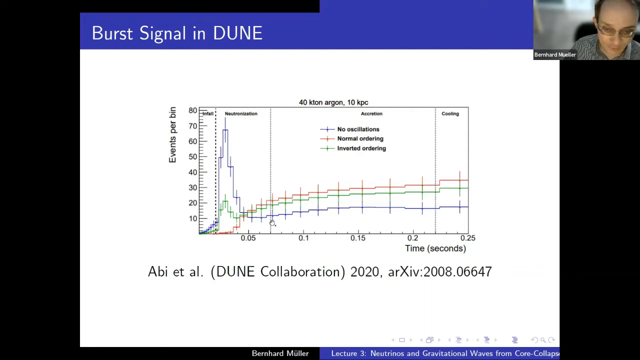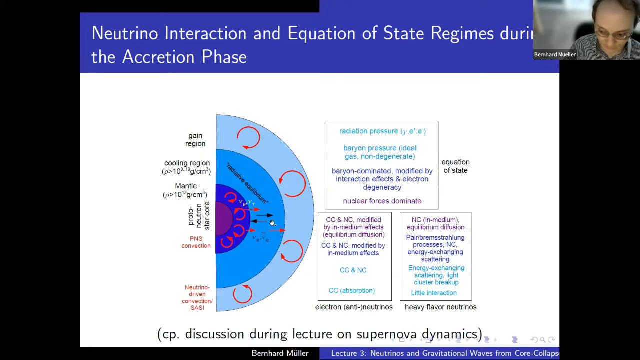Now let's move on to the accretion phase, where you'll actually get much more counts in total in your detectors. Let's understand the structure of that signal and what you can learn from it.